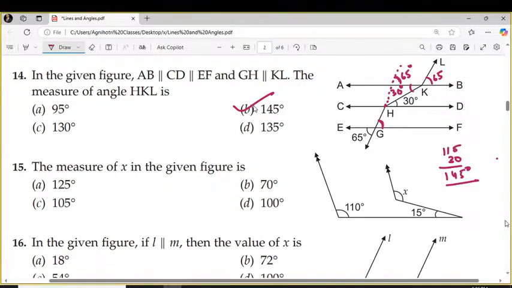Sir, can I tell the method that I used? Yeah, do tell yours. So, first I took out HGF, which was also 65, and to that I took out DHG. So I subtracted 65 from 180, and I got 115 as DHG. Then, because of that, I know that 30 plus DHG is going to equal HKL. So I added both of them, and I got 145 degrees. That was my answer.